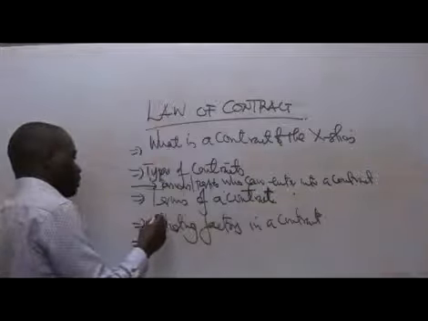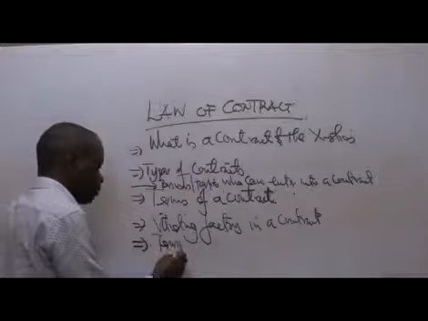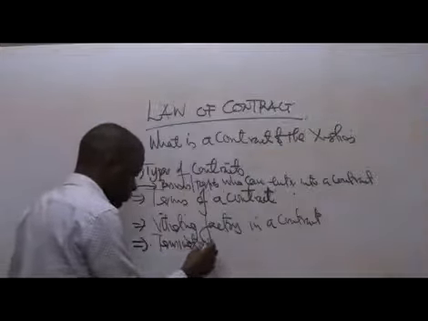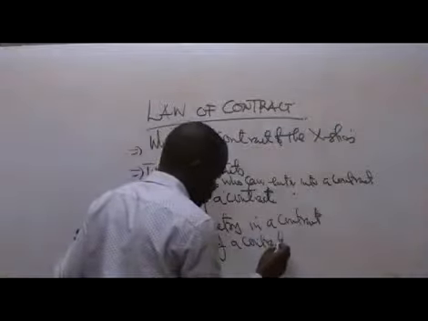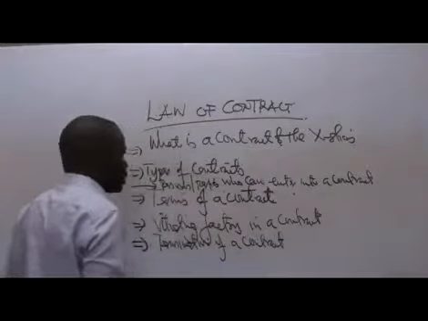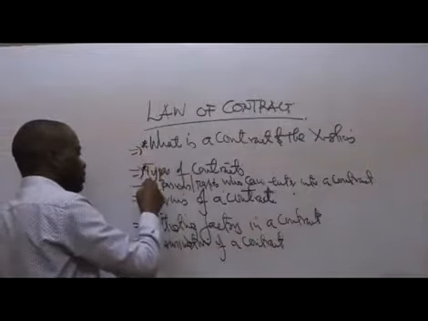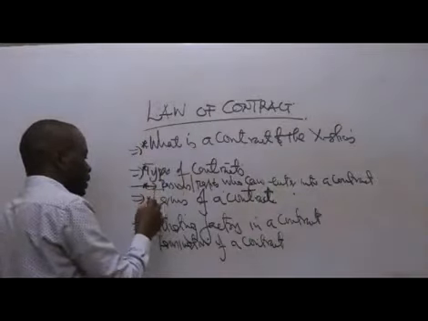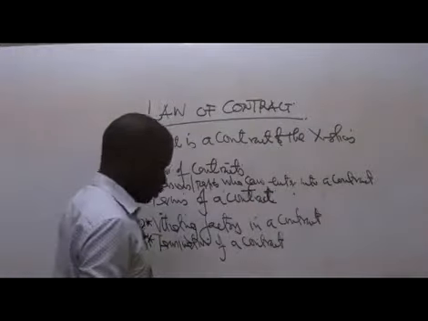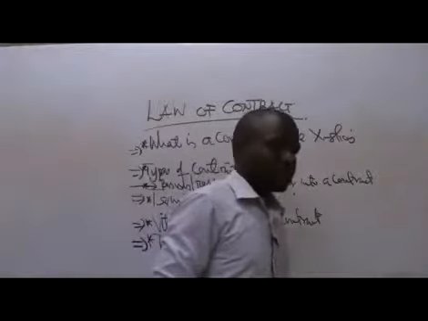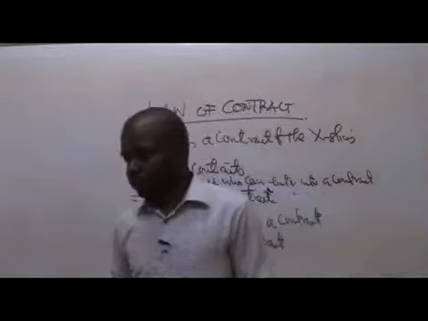Then lastly, basically, is termination of a contract. How does a contract come to an end? So these are the major areas you need to be able to understand under this particular topic we are calling the law of contract.